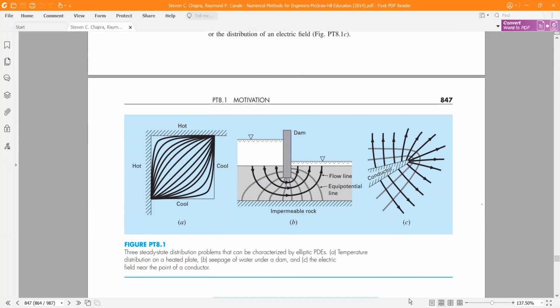Okay, this is the example of our elliptic type problem. In 1A, it is temperature distribution. In 1B, it is somewhat of a civil engineering problem. And in C, it is our electrical engineering problem. This problem is very important.